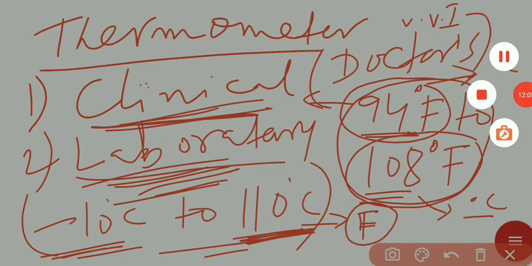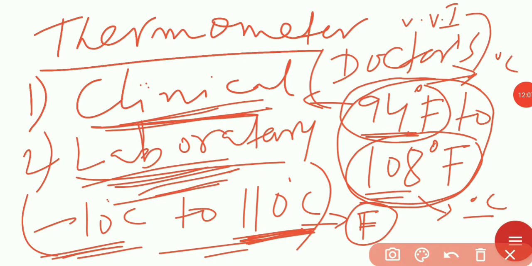So in thermometer, the range is most important.